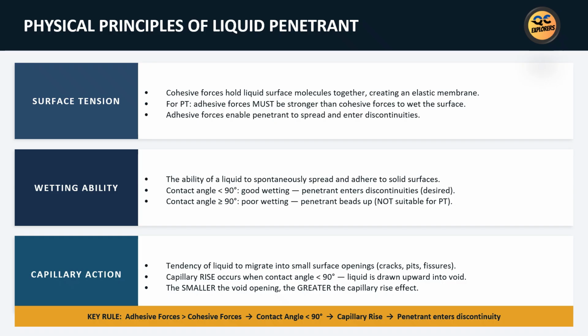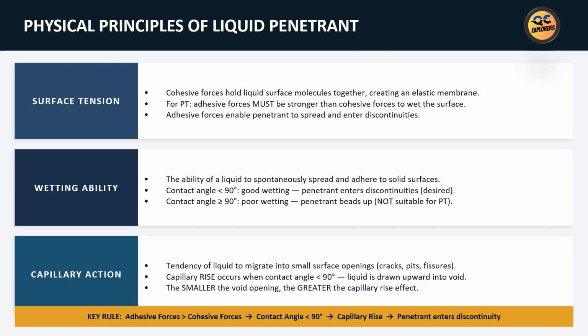Surface tension is basically the force that holds liquid molecules together. You can imagine it like a stretched elastic skin on the liquid surface. Now in PT, this becomes very important, because if the liquid molecules hold together too strongly, the penetrant will not spread properly across the test surface, and that is not what we want. For successful PT, the penetrant must spread smoothly over the surface and enter very tight discontinuities.